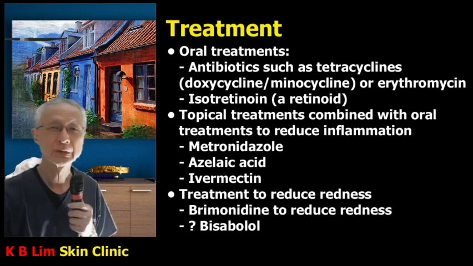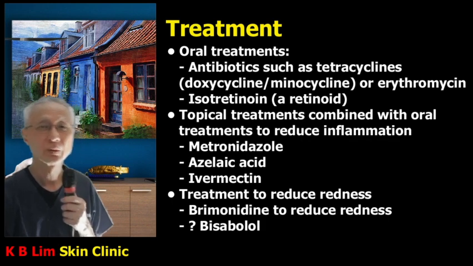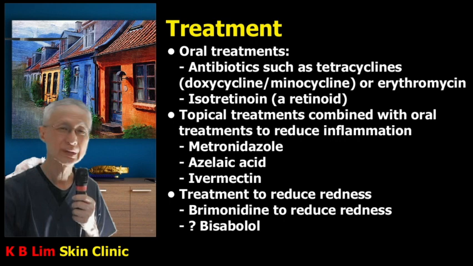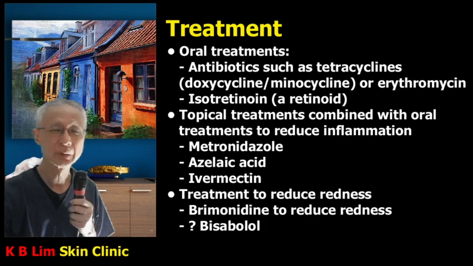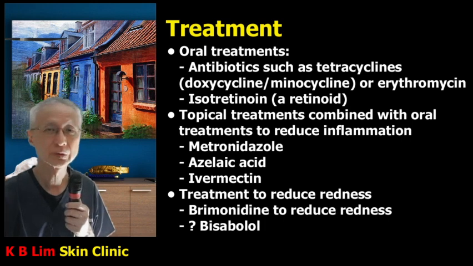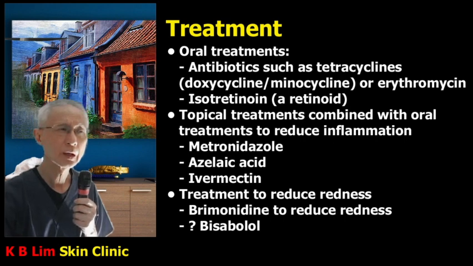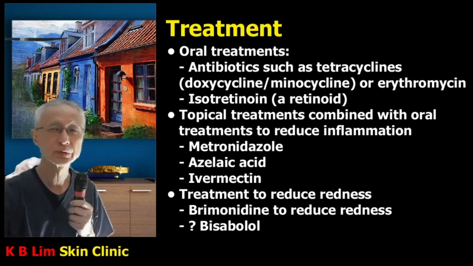So, what are the treatments available for rosacea? Oral treatments usually comprise antibiotics such as tetracyclines or erythromycin, or the use of isotretinoin, which is a retinoid or vitamin A derivative, also known by the brand name Roaccutane, which is also used for the treatment of acne. It also helps acne rosacea. Often, topical treatments are used in combination with the oral treatment above, and they also work by reducing inflammation.